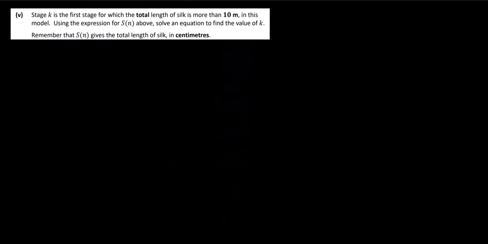Okay, let's look at part 5. Stage K is the first stage for which the total length of silk is more than 10 meters in this model. Using the expression for S of n above, solve the equation to find the value of K. Remember that S of n gives the total length of silk in centimeters. Okay, so we have 10 meters here, so we're going to have to change that to centimeters. So let's take our formula, 3.1K squared, just replacing the n with the K here, plus 12.7K, I'm going to say is equal to 1000.